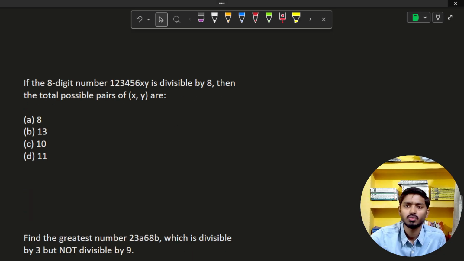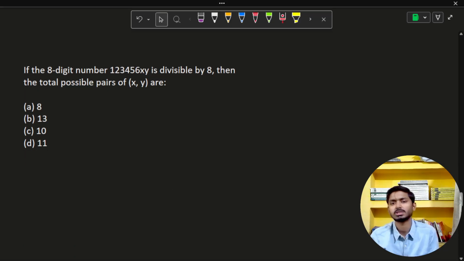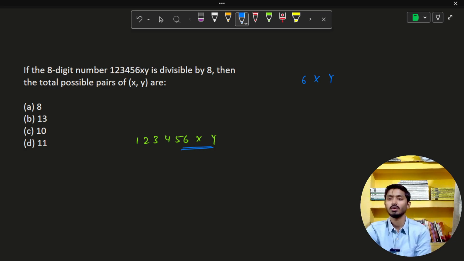Okay, so we are not going to do basic questions over here. We actually learned the divisibility. We are going to do some advanced stuff. So the question states 123456xy is divisible by 8. Whenever it is divisible by 8, we check the last 3 digits, which is 6xy. Now we have to think what should be the values for x and y for it to be completely divisible by 8.